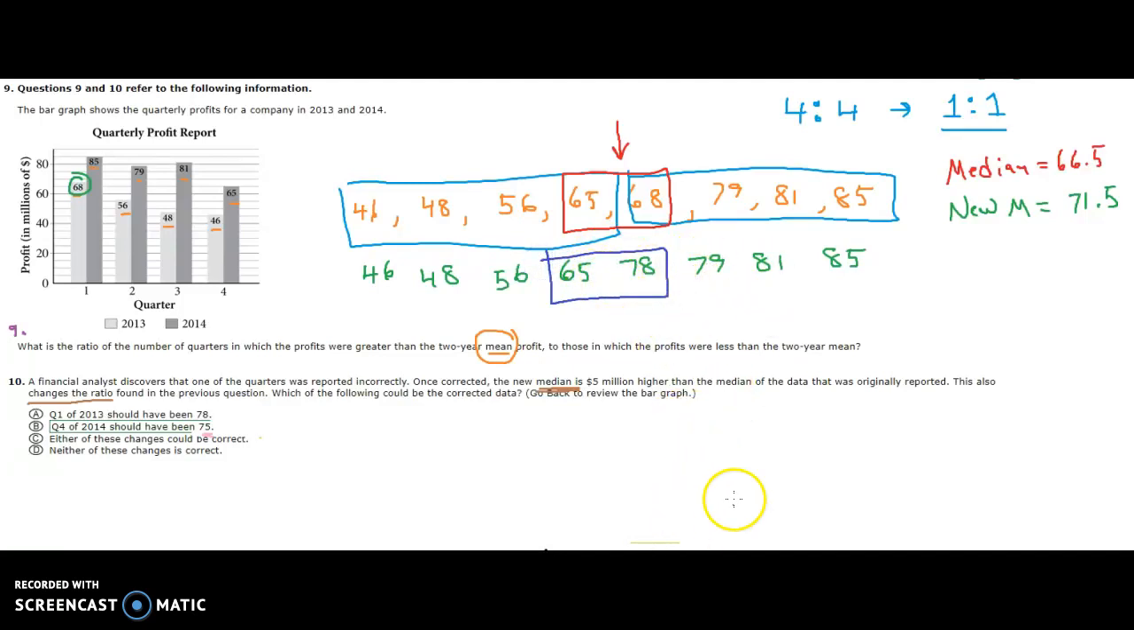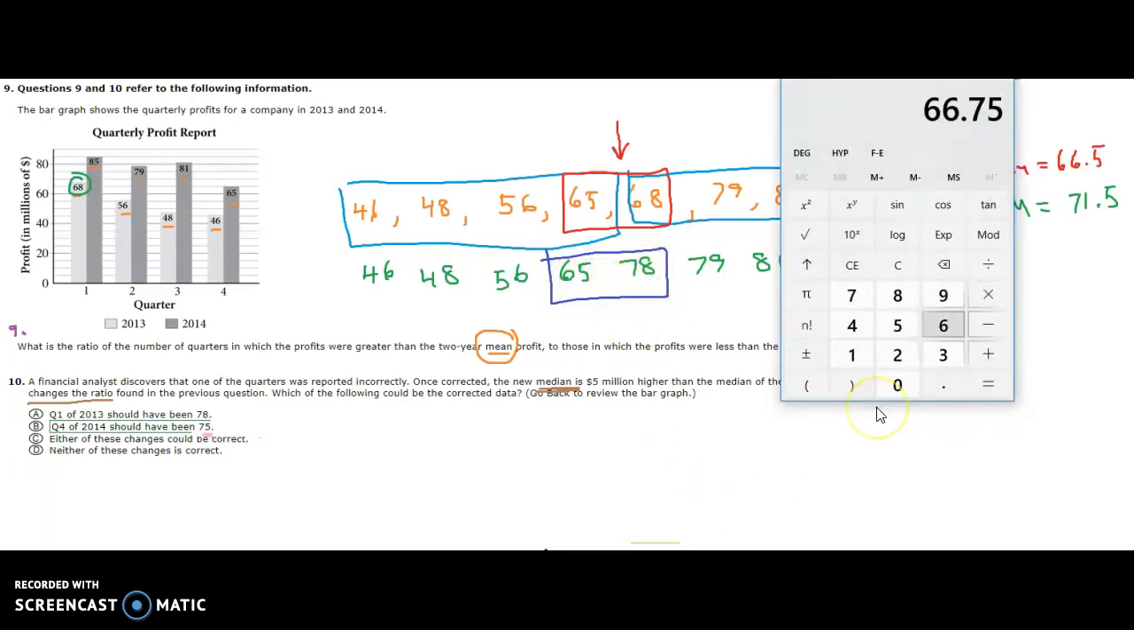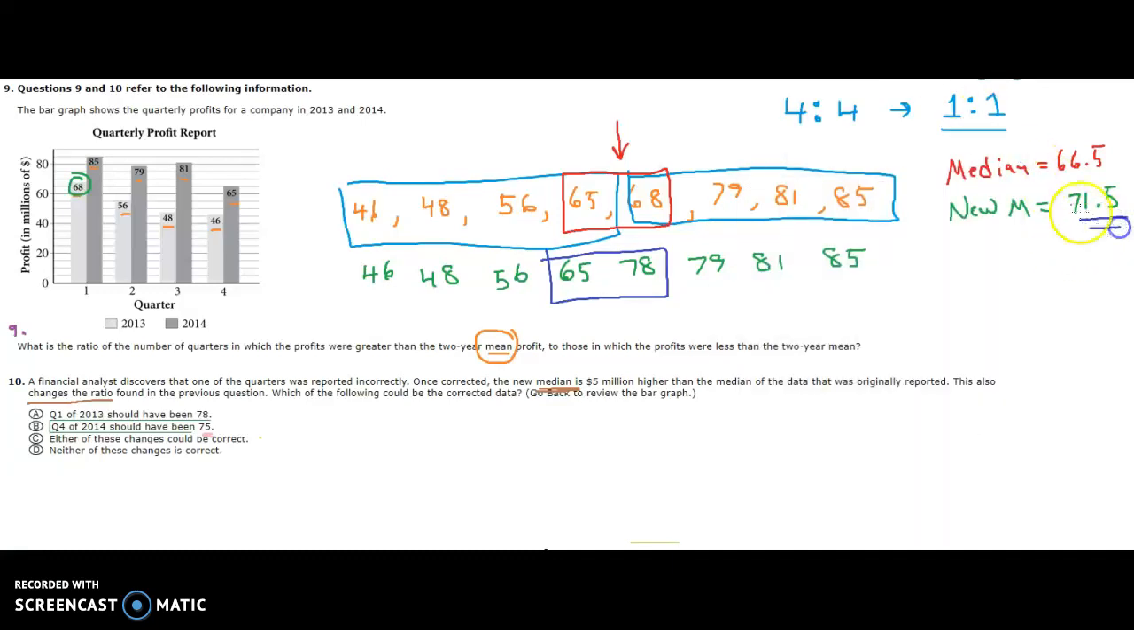Well, if you use a calculator, add up 65 and 78. Actually, just do this quickly. Let me just show you. 65 plus 78 is equal to that. Divide that by 2. That gets us to 71.5, which is supposed to be our new median, right? So that seems to check out. That is giving us a median of 71.5.